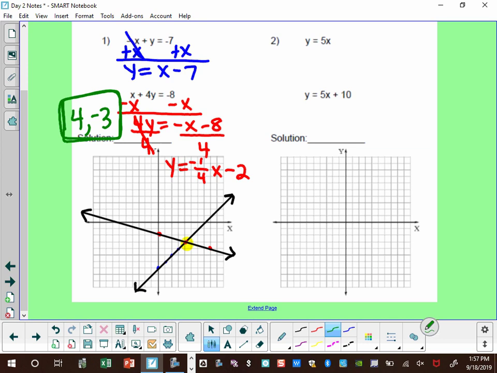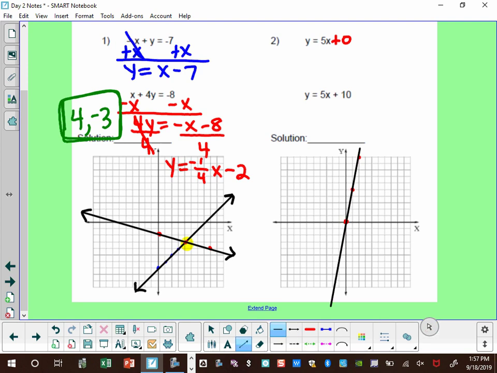Okay, number 2, we have y equals 5x. I don't have a y-intercept there, but I can imagine it's basically plus 0, right? There's nothing else back there. So that means my y-intercept is what? At the origin. And my slope tells me to go up how many? 5. Up 5 over 1: 1, 2, 3, 4, 5 over 1. And I'm going to draw a line.